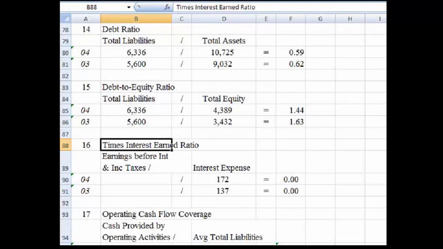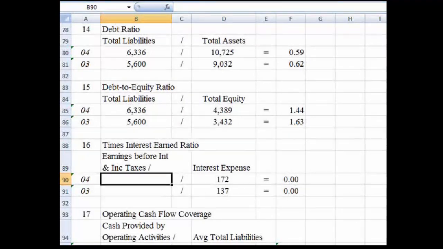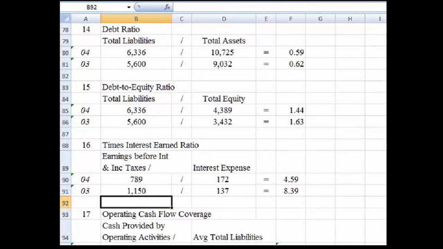The times interest earned ratio is a ratio that shows the company's ability to make its interest payments. To do so, it divides the earnings before interest and income taxes by interest expense. Both of these numbers are on the income statement, and in this case, on the line labeled operating income. For 04, the first cell should hold 789, and the cell below it should hold 1,150. The interest expense has been carried down from a prior ratio, and the results of 4.59 for 04 indicate that the company earned 4.5 times the interest payment in 2004. In 03, it was closer to 8.5 times.